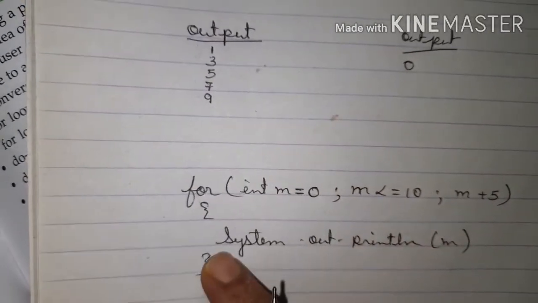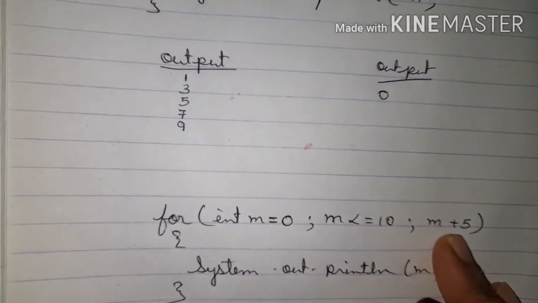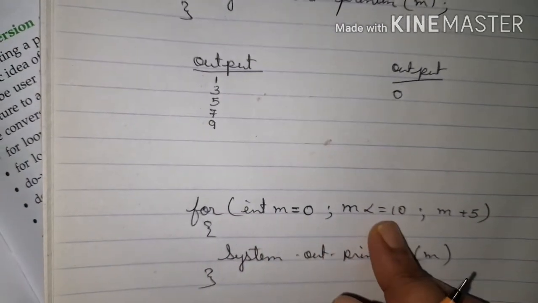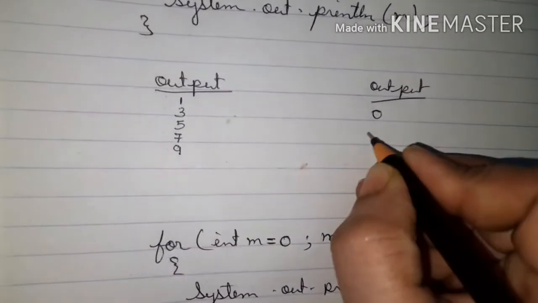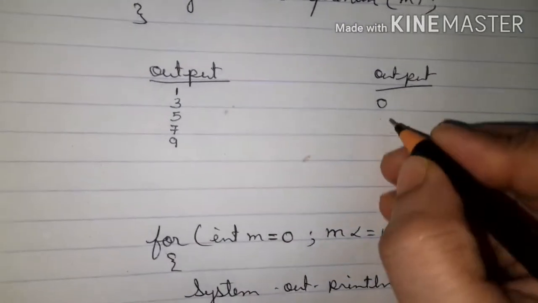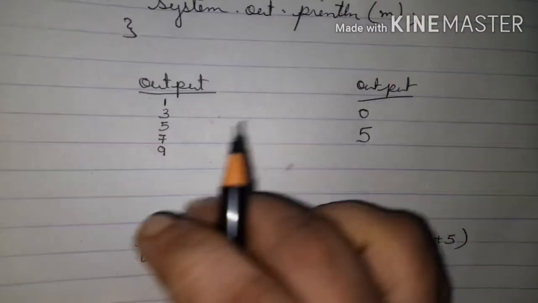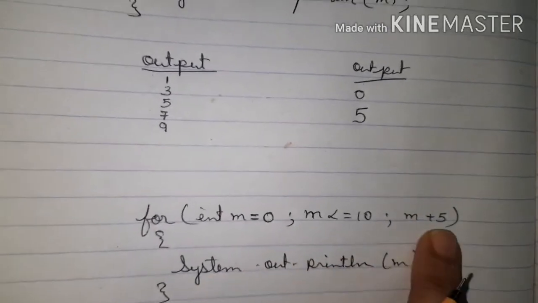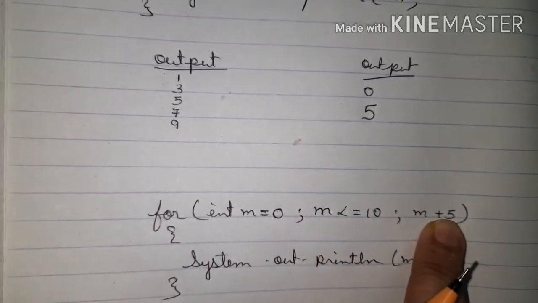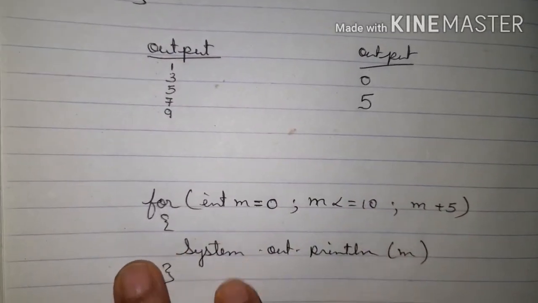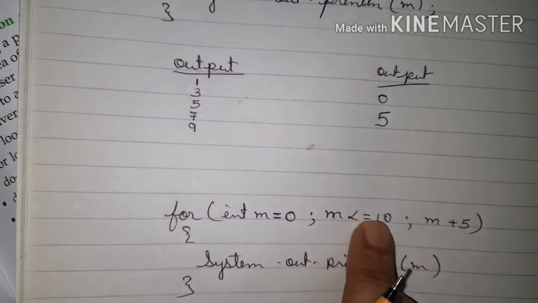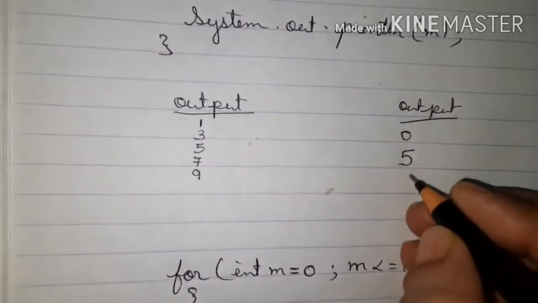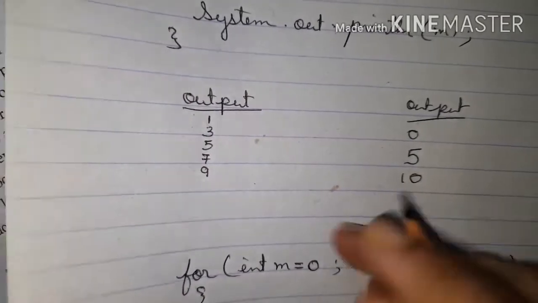Now when it comes here, m is increased by 5. So 0 plus 5 is 5. So the condition is true. It is less than 10. So it will get inside, and m will display here 5. Now again m will be increased by 5. So now 5 plus 5 is 10. The condition is true. m is 10, equal to 10. So it will enter here and display 10.